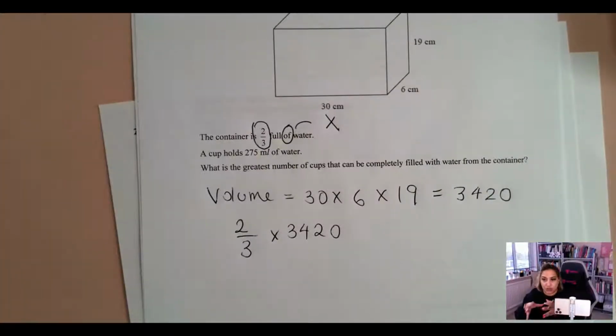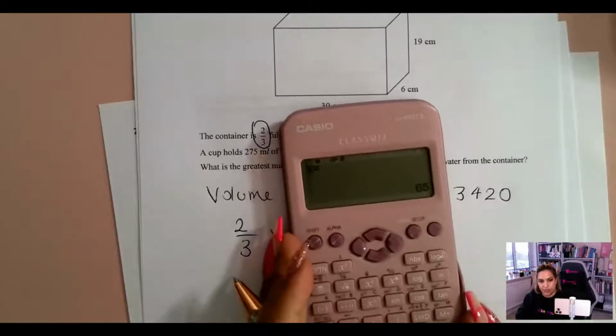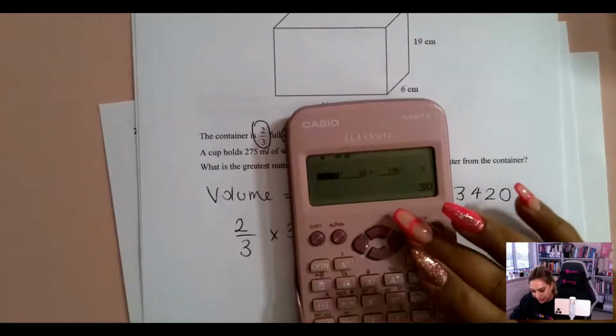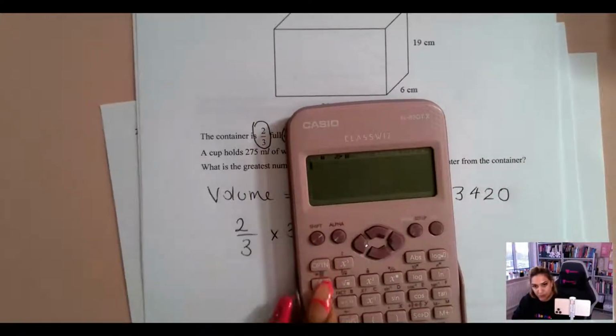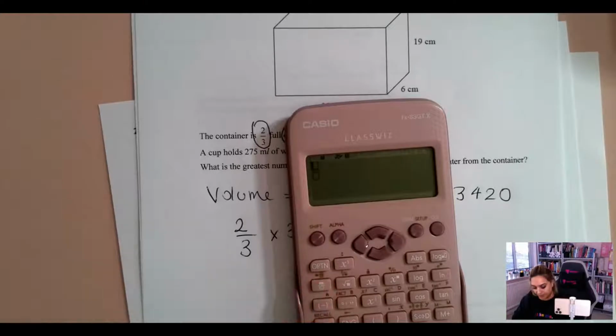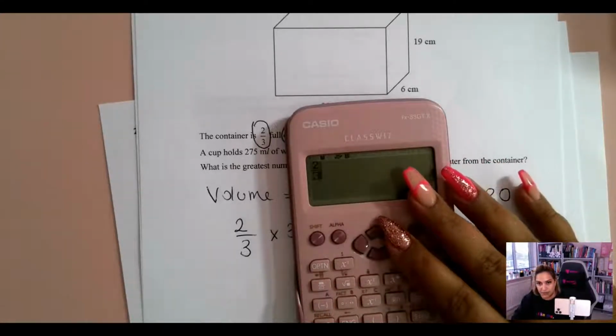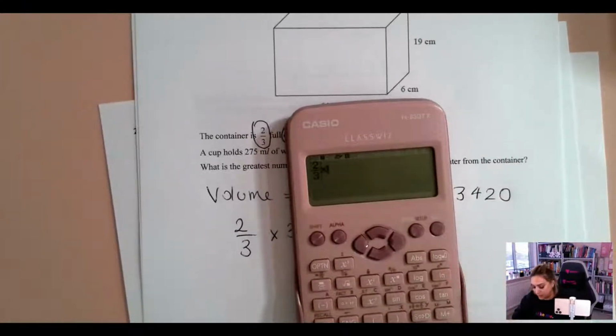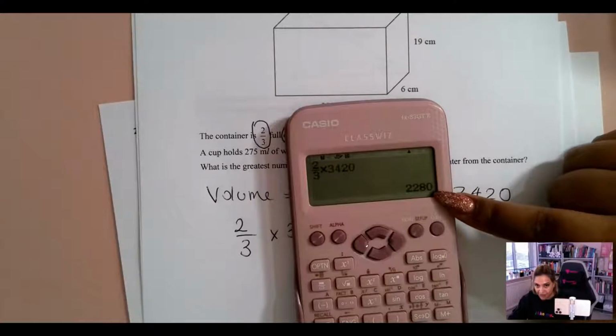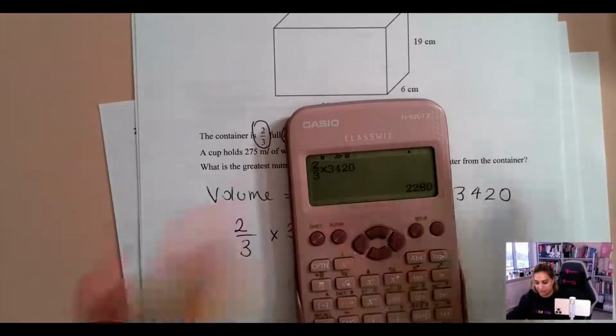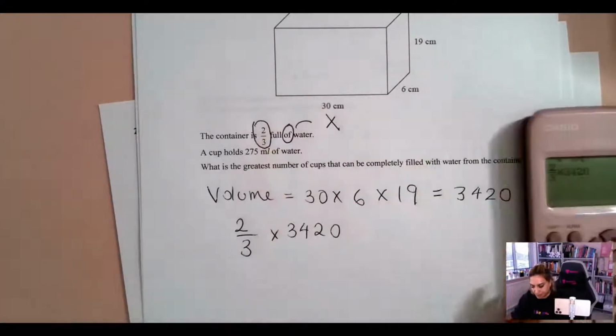So 2/3 of it is full. We're timesing, we're putting 2/3 into our calculator. So we're pressing our fraction button, 2/3 times by whatever our answer was, which was 2420, hit the equal sign, and now we have the amount of water inside this cuboid.